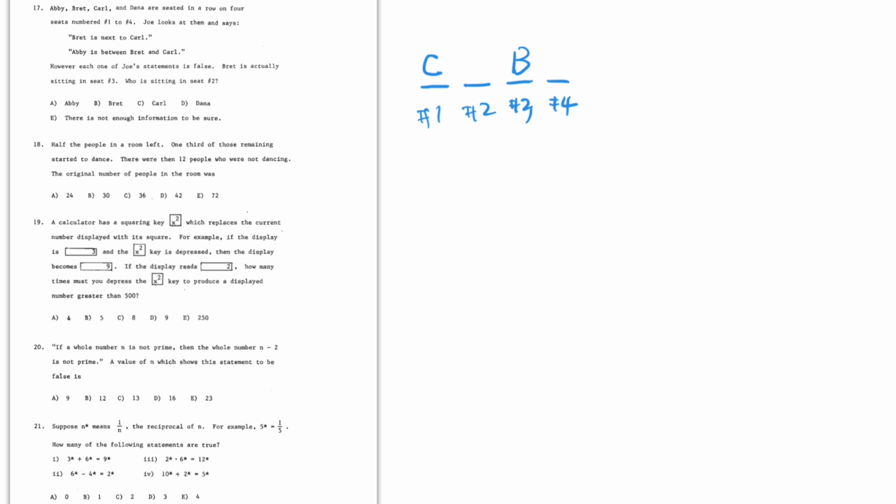And Joe also said that Abby is between Brad and Carl. His statement is false. So Abby is not between Brad and Carl. So Abby sits in number 4. So only Dana is in number 2. Therefore, the answer is D.